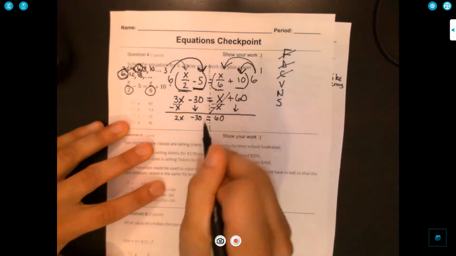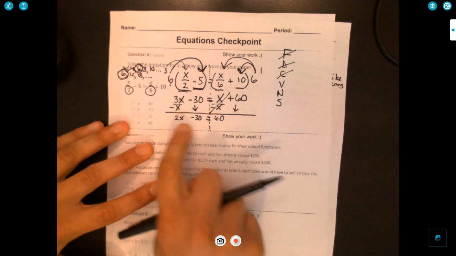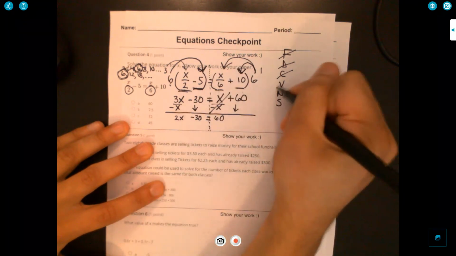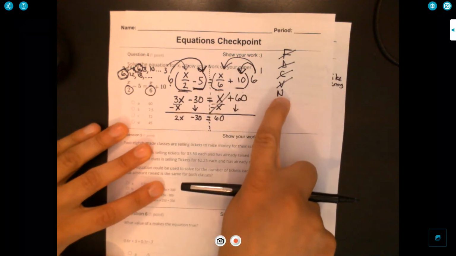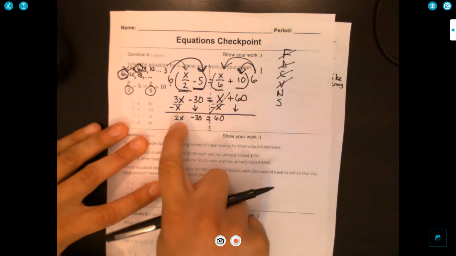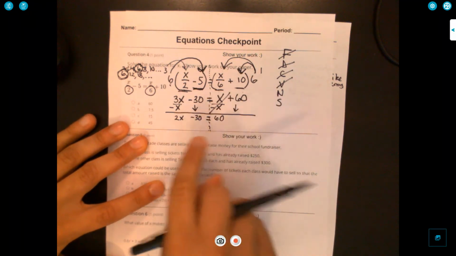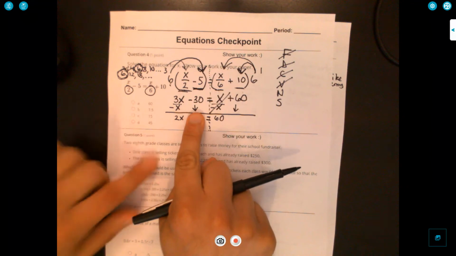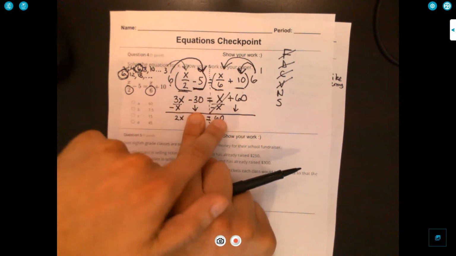Great. Here's my equal sign. Do I have a variable just on one side of the equal sign? Yes, I do. So now I've got to get a number on one side of the equal sign, the opposite side of where the variable is. So that means I'm going to have to get rid of this 30. So that way we just have a variable term equal to a number term.